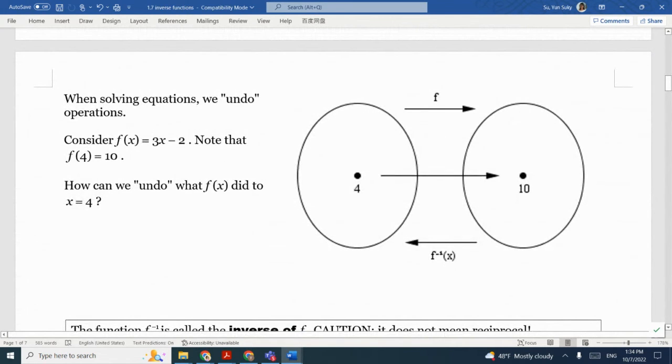All right, so now inverse function. Let's say we have a function f. It maps the x values to the y values. Let's say this is x, this is y, and this is the domain of f. This is the range of f. Okay? And let's say this function is f of x equals 3x minus 2.